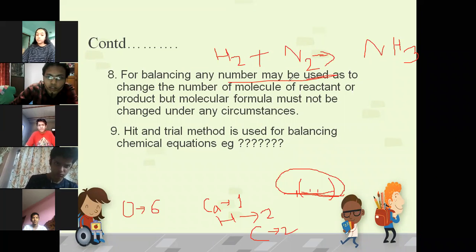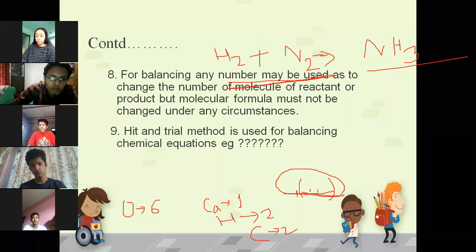This is the reactant side, this is the product side. On the reactant side, you can see there are 2 hydrogen atoms and 2 nitrogen atoms. Now don't look at the molecule here. Obviously, it's 1 molecule of hydrogen and 1 molecule of nitrogen, but for balancing, we look at the number of atoms: 2 hydrogen, 2 nitrogen.